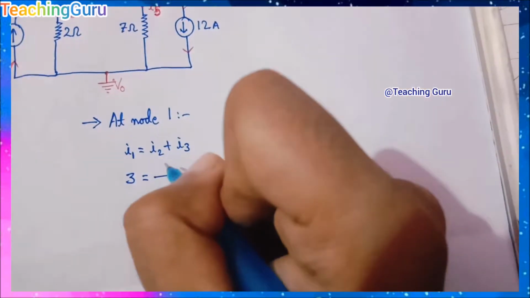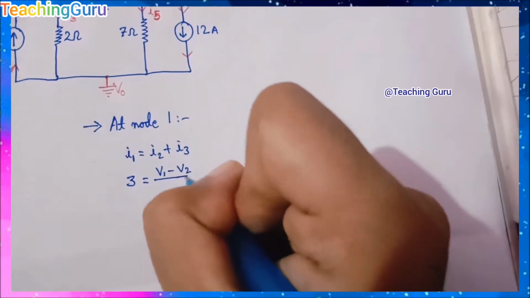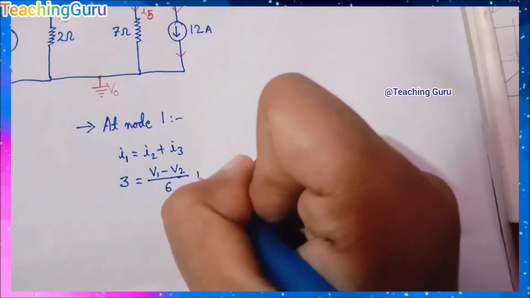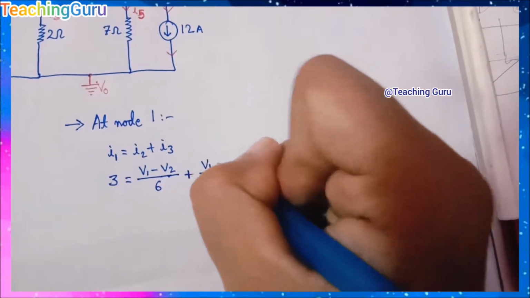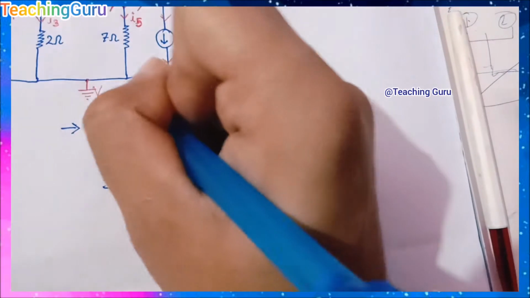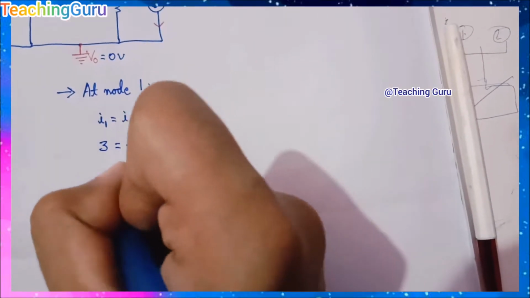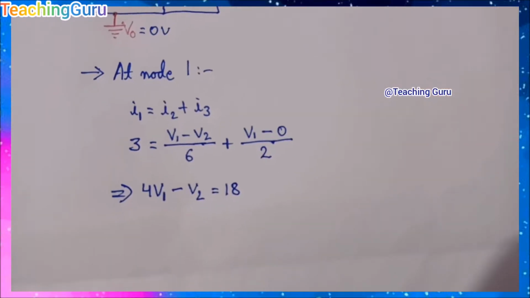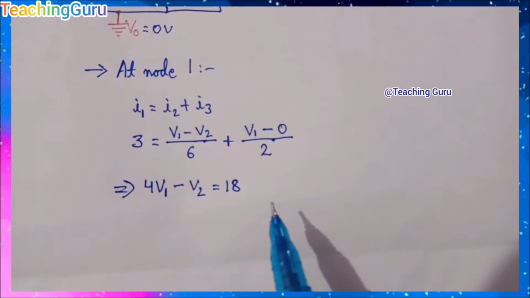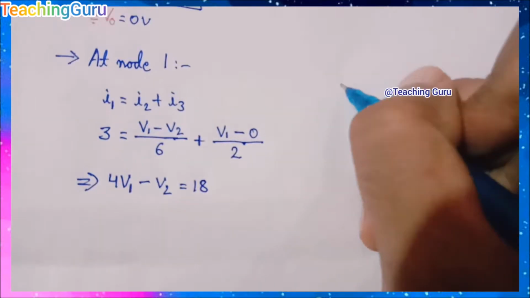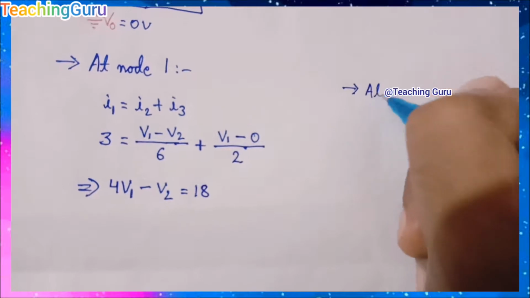And I2 is equal to V1 minus V2 upon the resistance 6, plus I3 is equal to V1 minus 0, where 0 is the reference node, V0 is equal to 0 volt, upon 2, because the resistance is 2 ohm between reference and V1. After solving, 4V1 minus V2 is equal to 80.